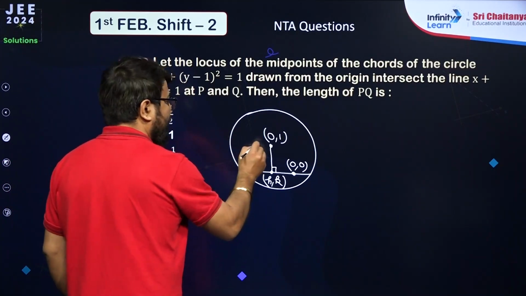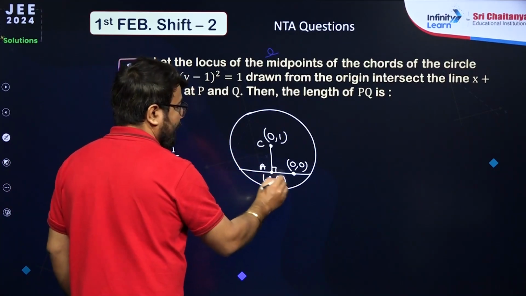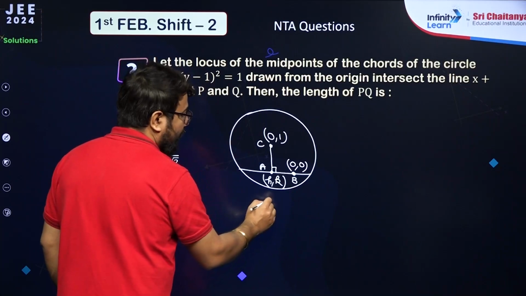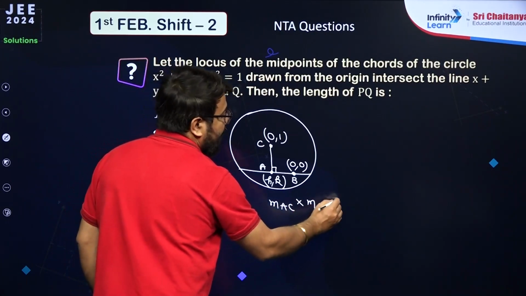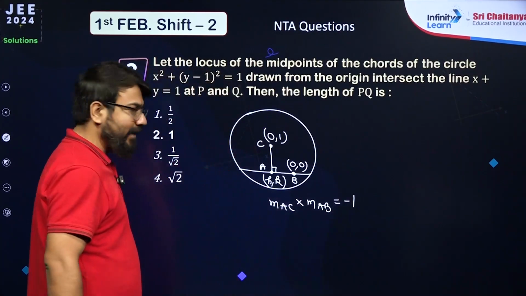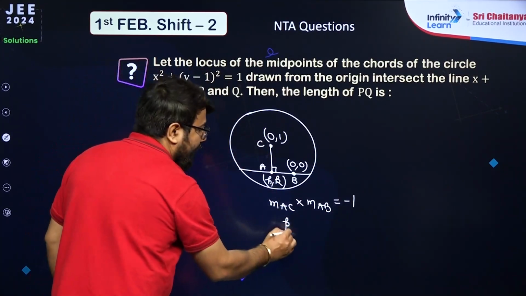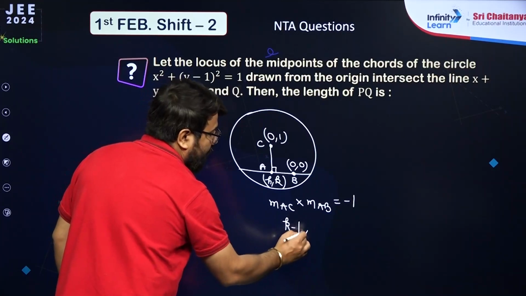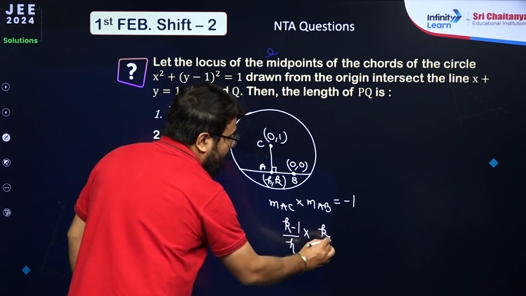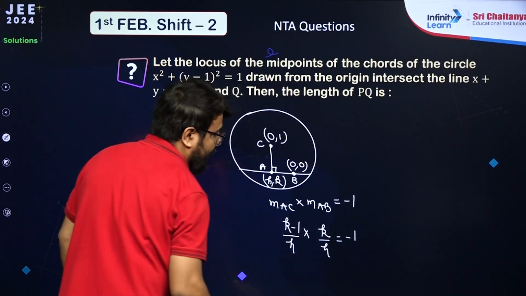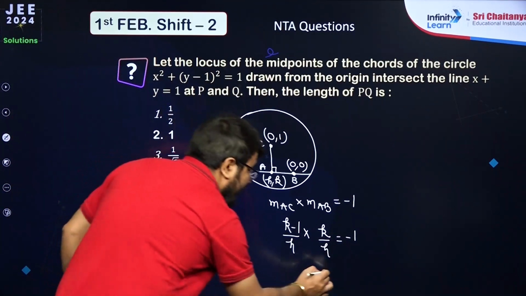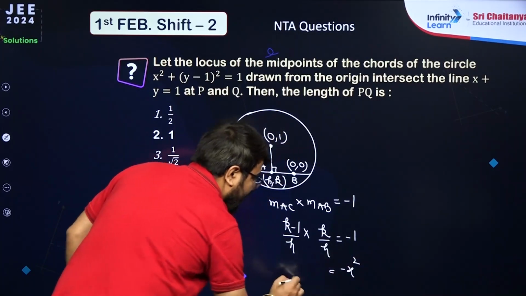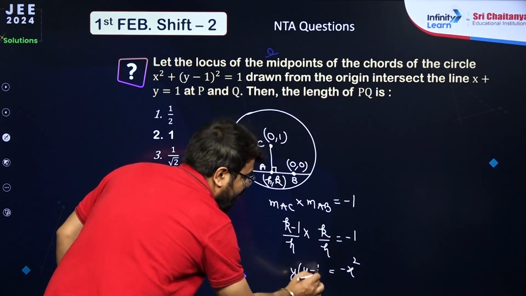If I assume the center to be C, this is A and for example this is B, don't you think that the slope of AC multiplied by the slope of AB will give us the product −1 because they are perpendicular? I will write here (k − 1)/(h − 0). I'll write here (k − 0)/(h − 0), that is −1. So if I replace k with y and h with x, I will be able to get −x² here and here it will be y into (y − 1).